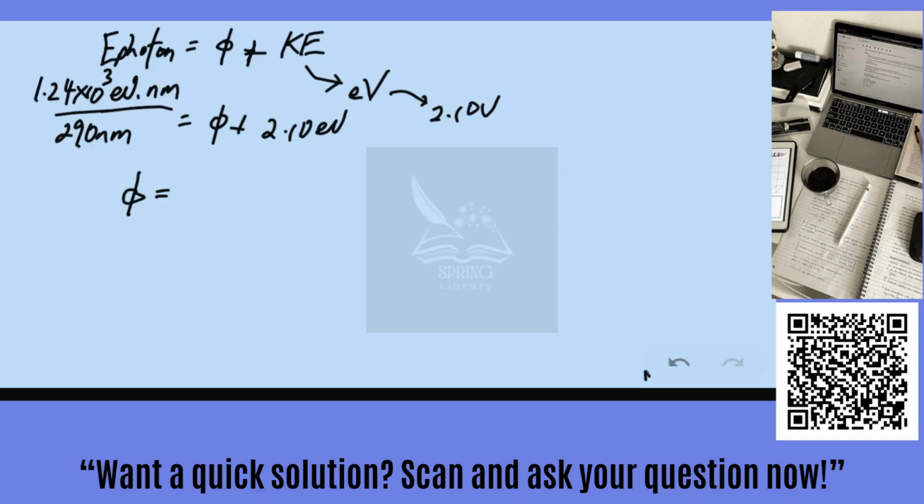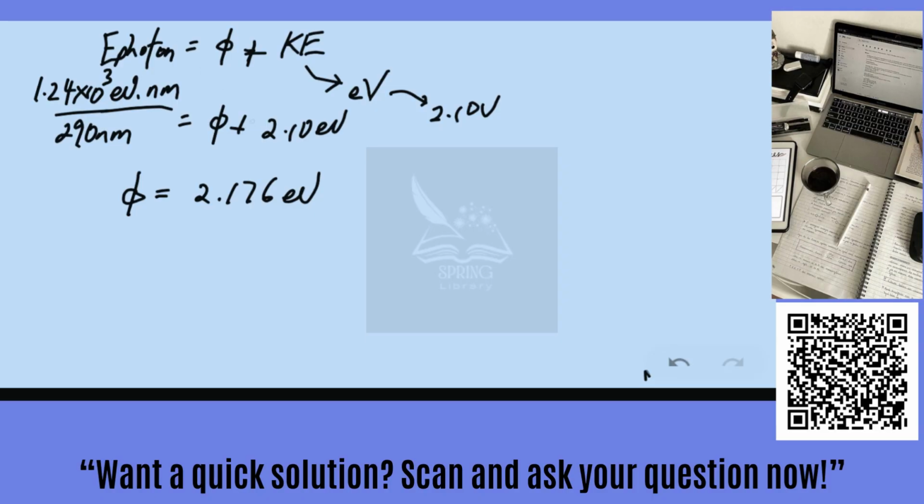Right, so you just have to rearrange this a bit. Get 1.24. Right, so this is the work function, which is about 2.176 eV.